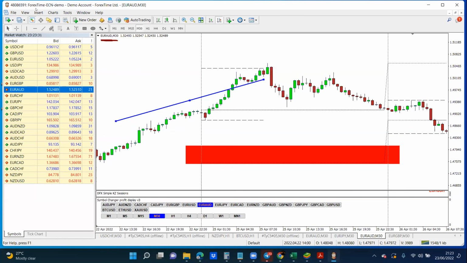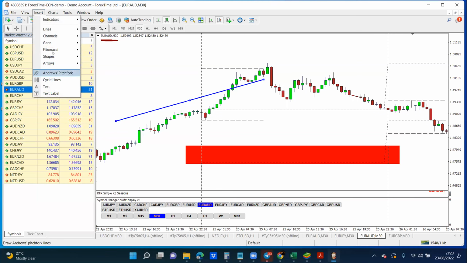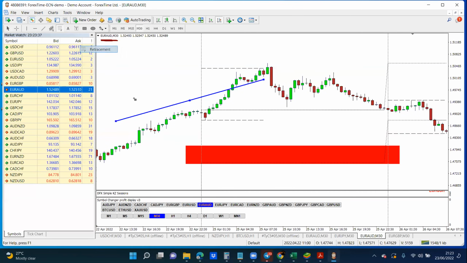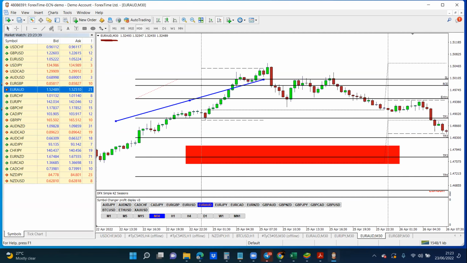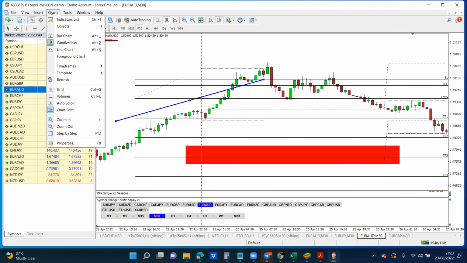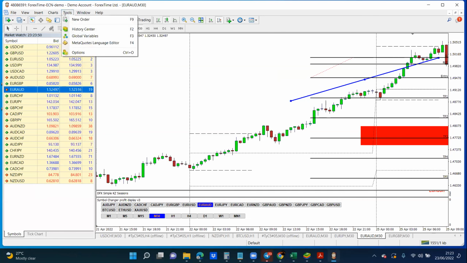Let's begin to wrap this up, right? So under view, I've spoken on insert. You can add many things. You can add Fibonacci, retracements, and all of that there. So next is charts, right? I'll leave chart out for now, and we'll go to tools. Again, I'll leave that out for now. It's more advanced, and also Windows.